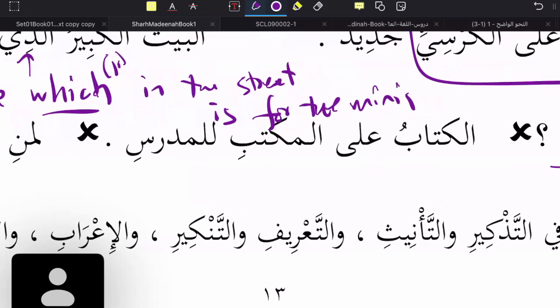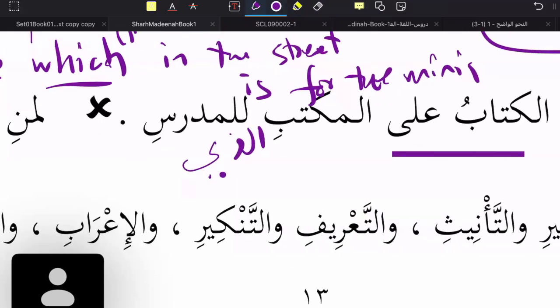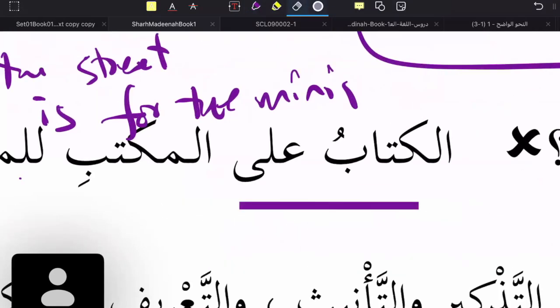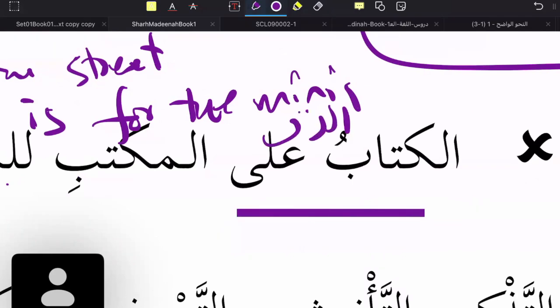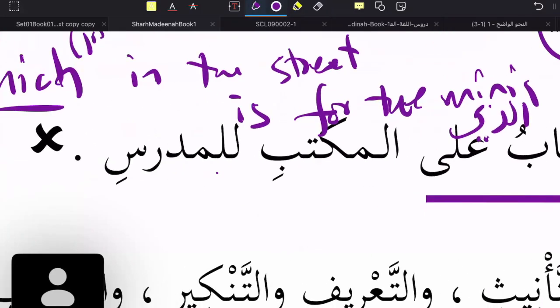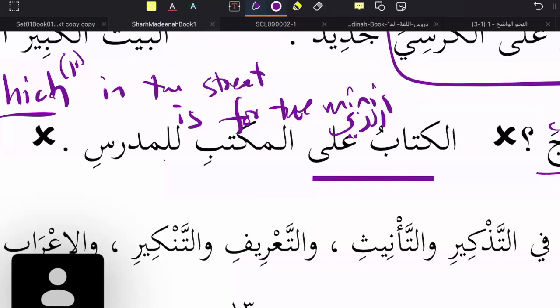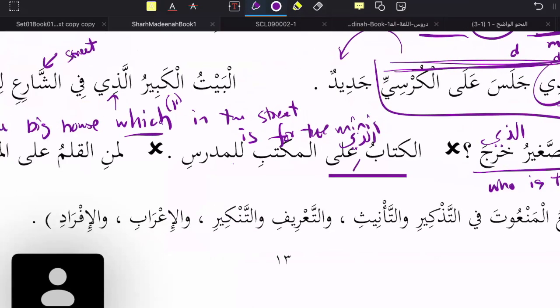Same thing. You're trying to say the book on the desk for the teacher. Even in English, we know that we need a relative pronoun. You're saying the book which is on the desk for the teacher. We cannot go without the relative pronoun. So here we need alladhi. We say al-kitabu alladhi ala al-maktabi, the book which is on the desk. Now what about this? Lil mudarris, for the teacher. So the alladhi is missing here.